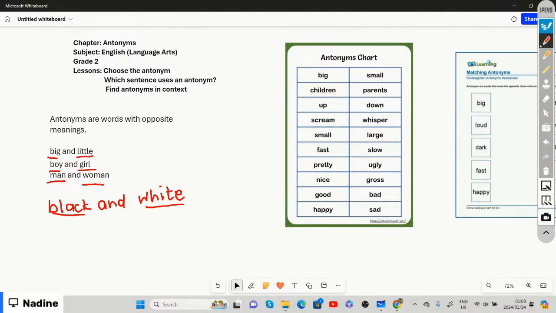So we are going to now find the opposites of different words. And like we say, antonyms are words with opposite meanings. That is correct, up and down. Up and down are opposite to one another because you go up or you go down. So the opposite of up is down, or the opposite of down is up.